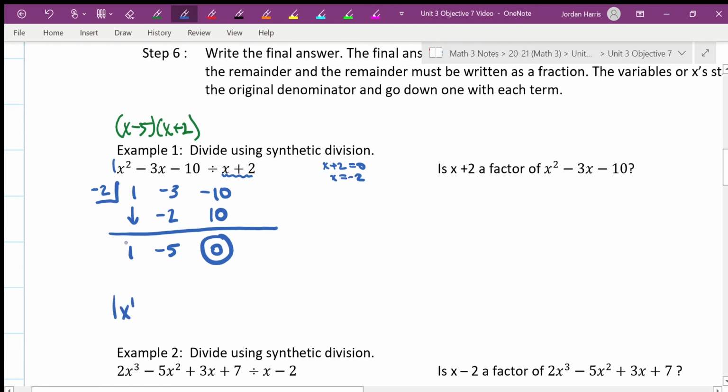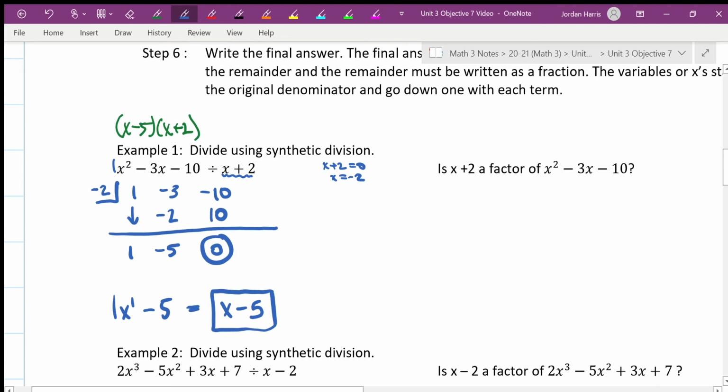So it doesn't have to do with this. This is the coefficient. It has to do with the exponent you started with. Since it started with a 2, we go down 1 to get our exponent. And then minus 5, technically x to the 0, which is this constant term. Okay, and you can kind of see this simplifies to x minus 5. And we have divided out x plus 2, and notice it's our other factor.